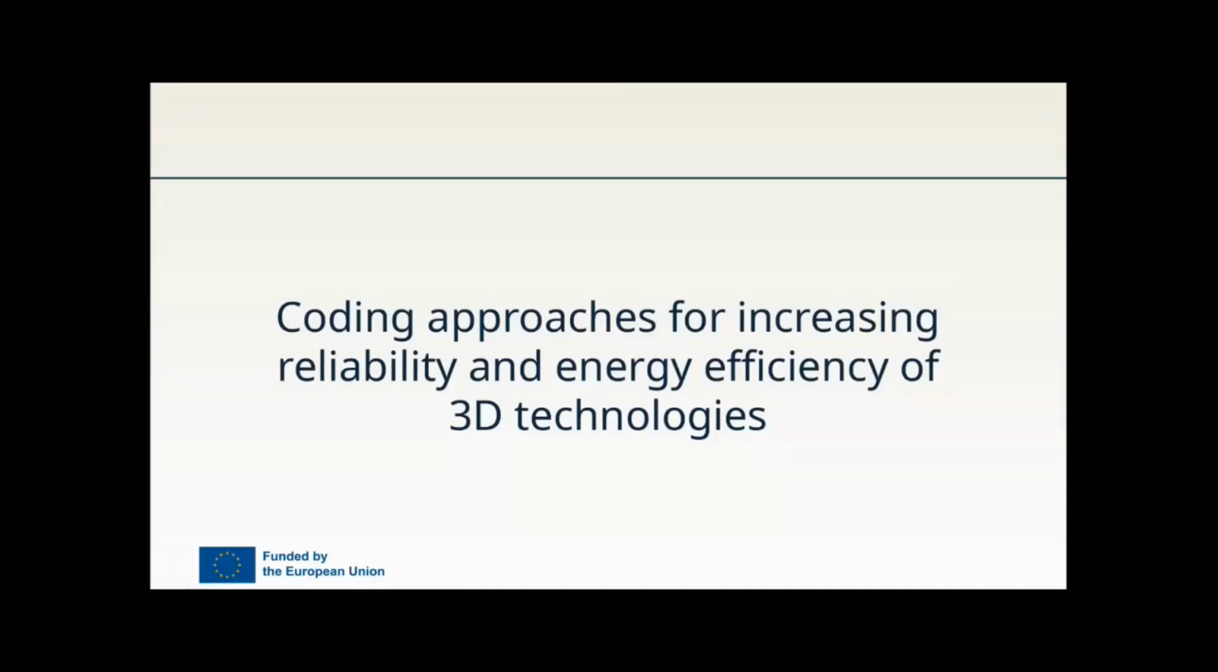If we can try to develop some techniques that will allow us to reduce the energy consumption and therefore to improve the energy efficiency by doing coding in 3D technologies.